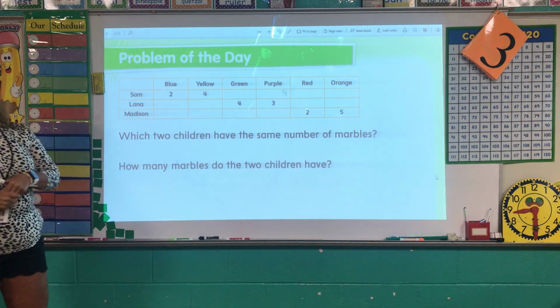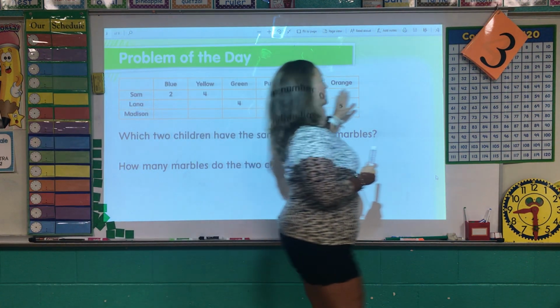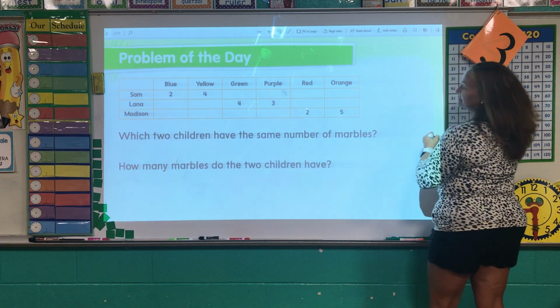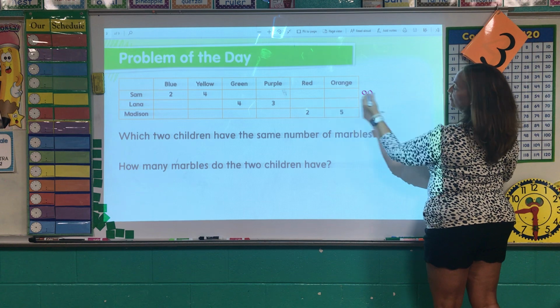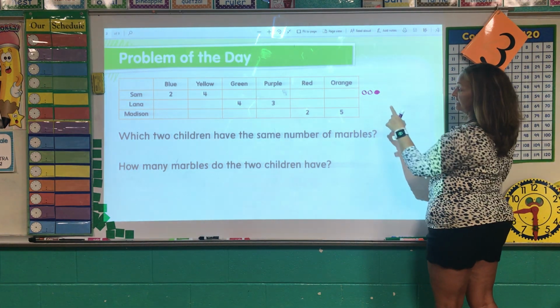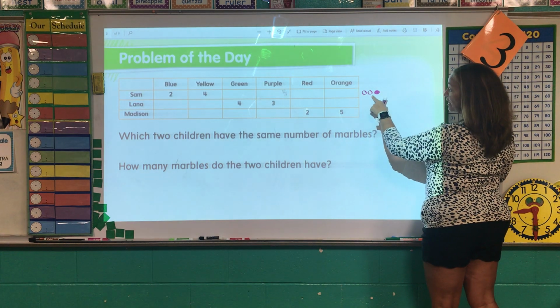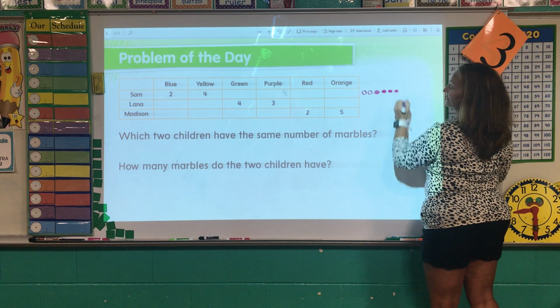So the first thing I'm going to do, because it helps me, I'm going to draw a picture. I'm going to go to the end of my chart here, and I'm going to look at Sam, and it says he has 2 blue, and he has 4 yellow. And I'm going to draw my groups separate so I can keep them apart. So I know this is one part, and this is another part.